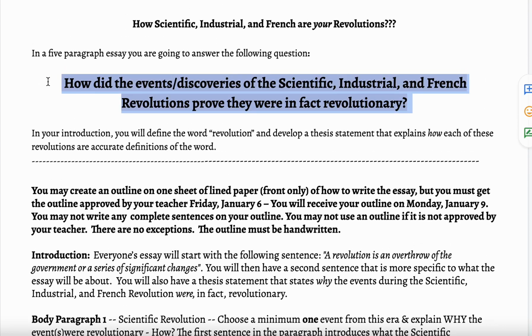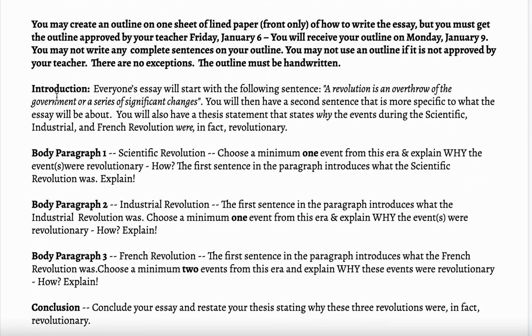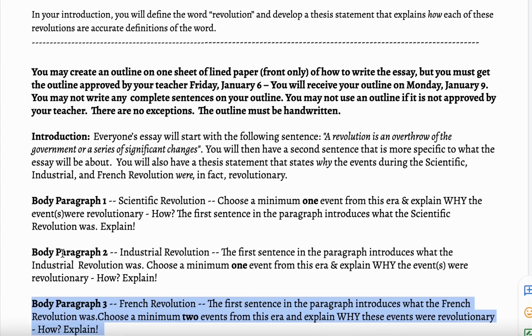Again, how did the events, discoveries of the scientific, industrial, and French revolutions prove they were in fact revolutionary? Create your outline. Your outline may have a thing that's a label. It's a part that says intro, and then 3 bullet points of what you're going to do. Your body paragraph, 2 or 3 bullet points. Your second body paragraph, 2 or 3 bullet points. Same thing. That's what your outline will look like.